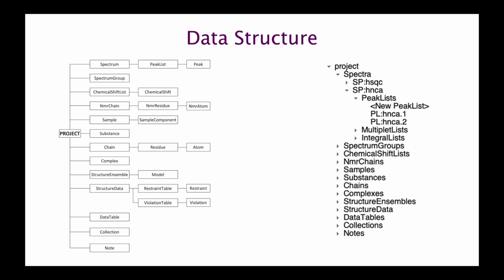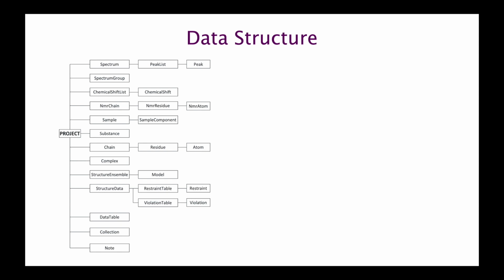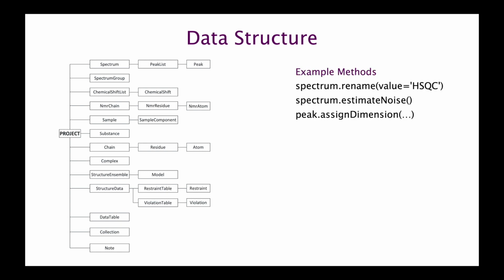Now what we've done is to create lots of routines associated with each class that you can then already use and apply when you create your macros and your scripts. So, for instance, we've got methods, which you can think of as perhaps functions of things you might want to execute. For instance, a spectrum you might want to rename, you might want to estimate its noise, you might want to assign the dimension of a peak. All these sorts of things already exist, and you can make use of these routines.